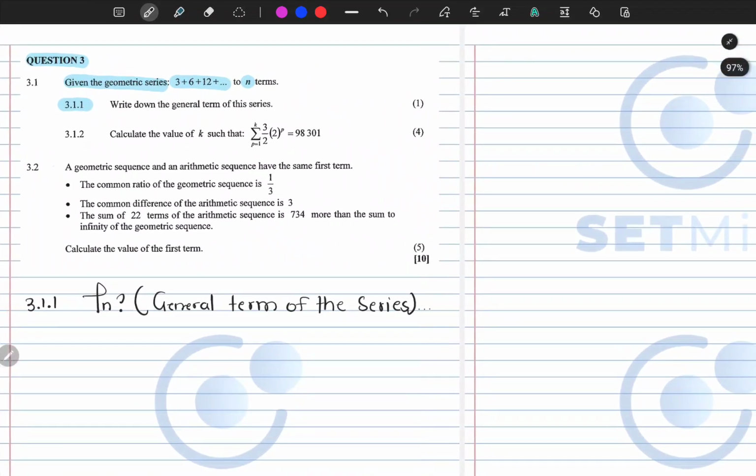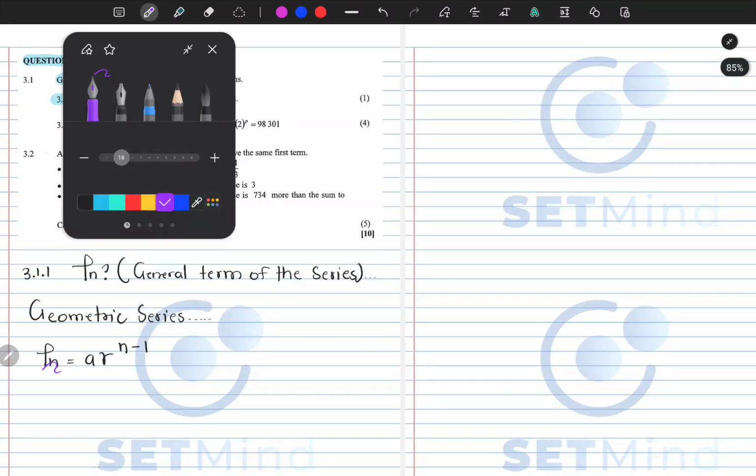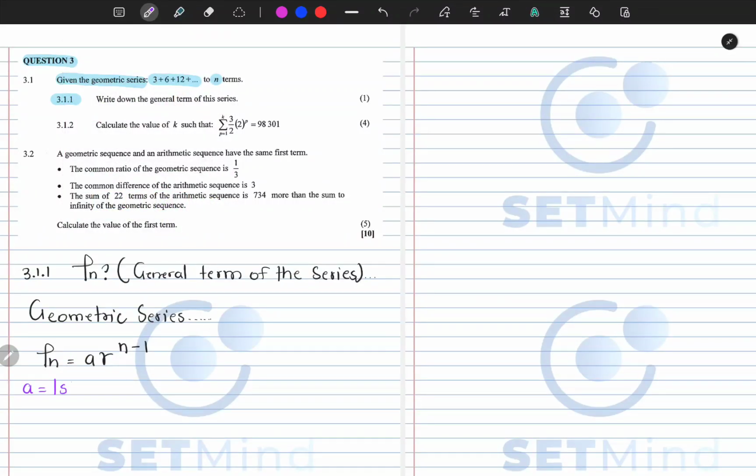So let's have a quick reminder of what is going on here. So we are told, number one, that this is a geometric series. So by virtue of being told that this is a geometric series, we should remember that our Tn equals a multiplied by r to the power of n minus 1. What is a and what is r? A is the first term of the series, or the sequence.